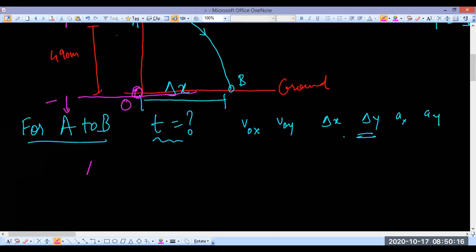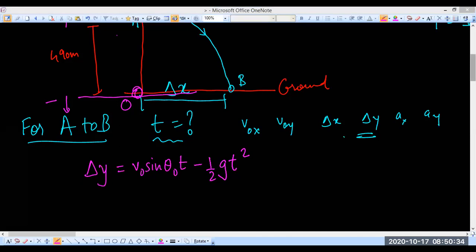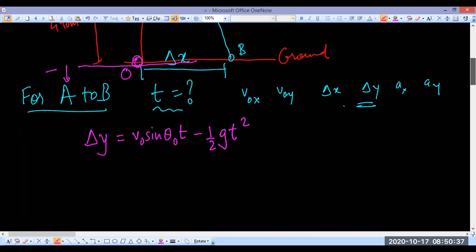So let's start. This is the equation. Delta y is v0 sin theta 0 t minus half g t square. That's what we are taking, right? Again, this is just like the second equation, isn't it? So minus 490. Clear? Is this clear, everyone?